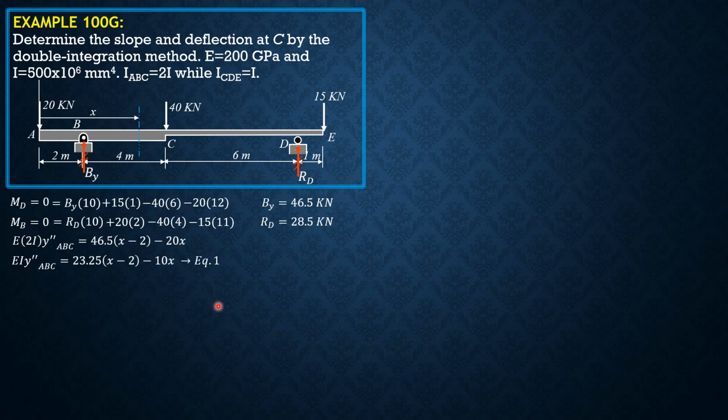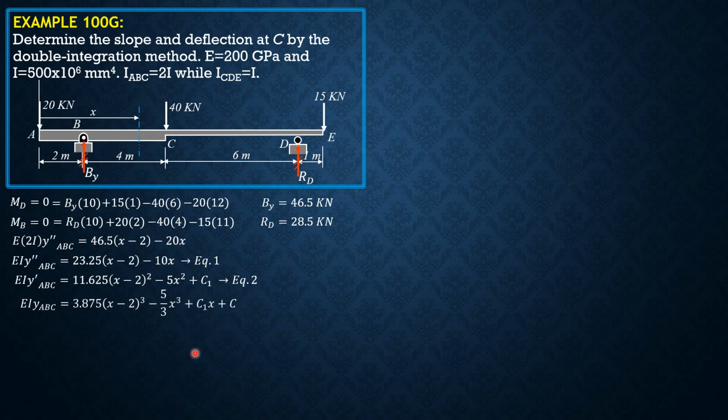Call that equation 1. Integrating once, EI y prime ABC, 23.25 over 2 is 11.625 quantity x minus 2 square minus 5x square plus C sub 1. There is C sub 1 because the origin A will surely deflect. Then EIy ABC is equal to 11.625 over 3, that's 3.875, x minus 2 quantity cube minus 5 thirds x cube plus C sub 1x, then there is also C sub 2. Call this equation 3.